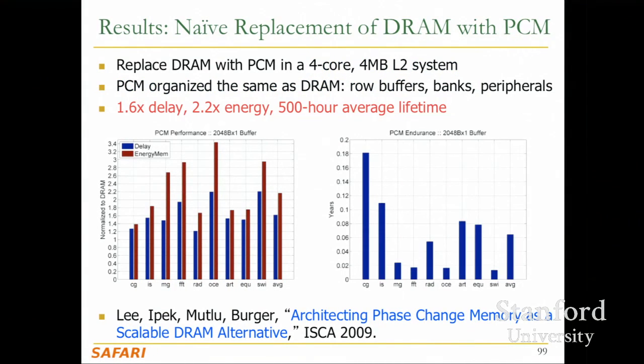But basically, if you take a system that uses DRAM and magically replace every single DRAM cell with a phase-change memory cell with those properties without changing anything in the system, this is what you get for these applications. You get 60% performance degradation, you get 120% energy increase, and your memory dies after 500 hours. So clearly you don't want this as your main memory without doing some modification.